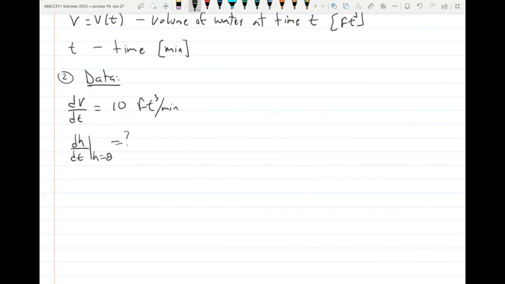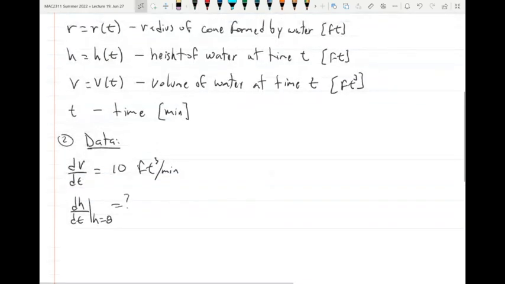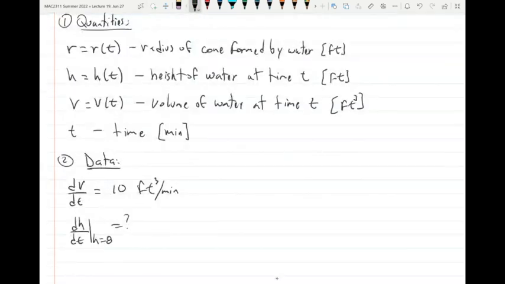Questions? All right. That's it. We're not giving anything more. Now, what's the next step? So relate quantities. How do we do this?